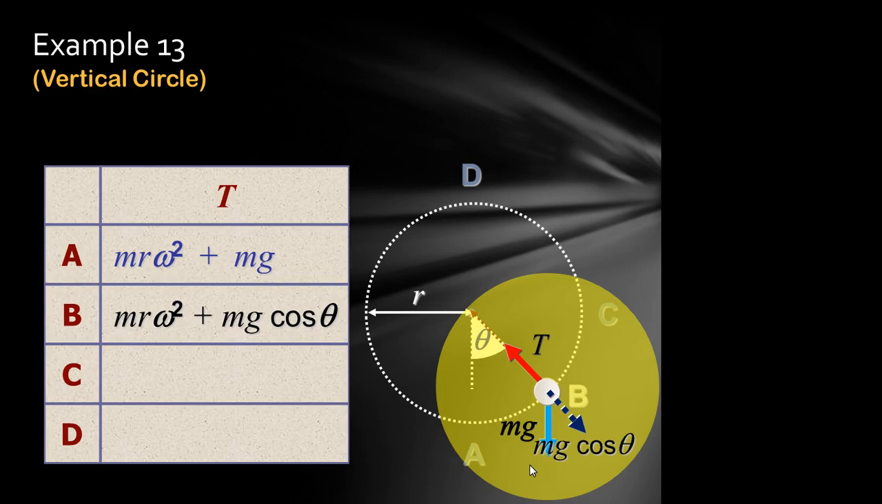Okay, so the first answer is easy, right? Why is A bigger than B? Because cosine theta is a number smaller than 1, and mg, the weight, is a constant. So mg cosine theta is definitely smaller than mg. And because the object is moving in a uniform circle, which is one of the assumptions we started out with, mr omega squared must be constant, because omega is the angular velocity. If you're moving at a constant speed, you must sweep out equal areas in equal times. Omega is a constant.